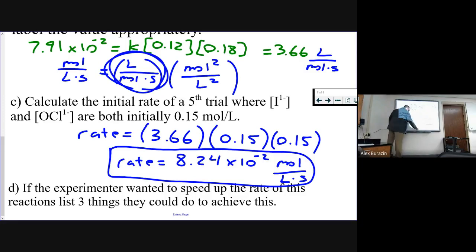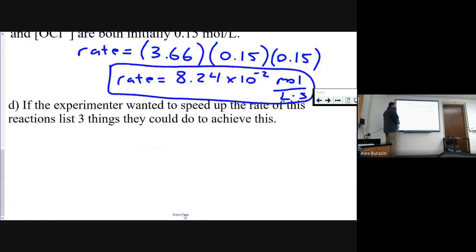Okay. Last one. If the experimenter wanted to speed up the rate of this reaction, list 3 things they could do to achieve this. What 3 things could the experimenter do to make this go faster? Think about that. And if you're not quite sure, there's a bulleted list of things that change the rate of reaction on the front side of 5.2.